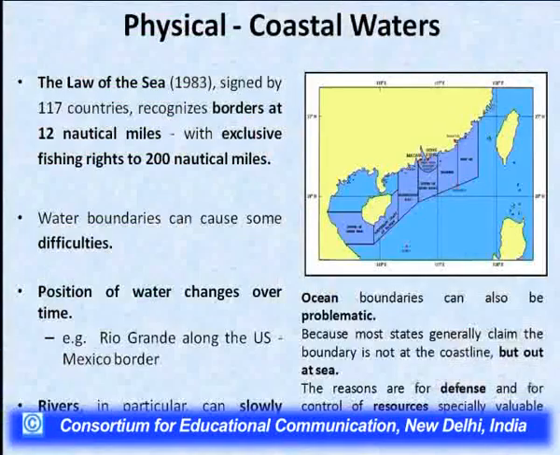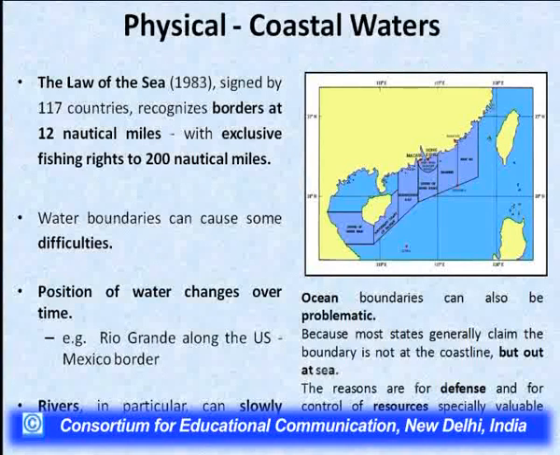And physical coastal boundaries. In fact, the coastal water limits were devised in 1983 by the United Nations Convention on the Law of the Sea, which set the basic sovereign limit of a state at 12 nautical miles, and the exclusive fishing zones and the exclusive economic zone at 200 nautical miles.